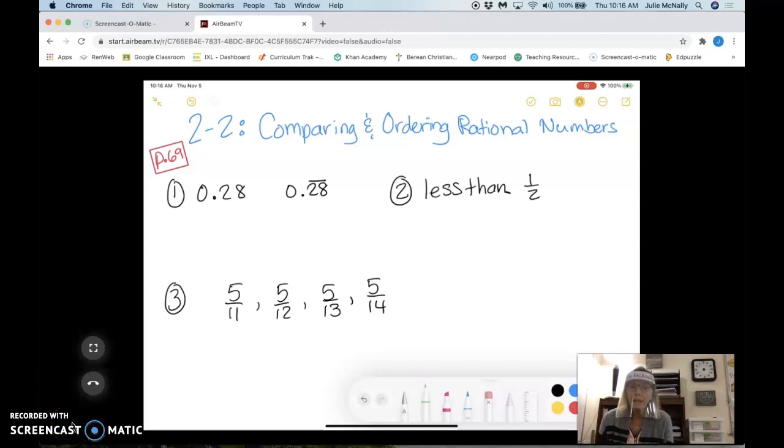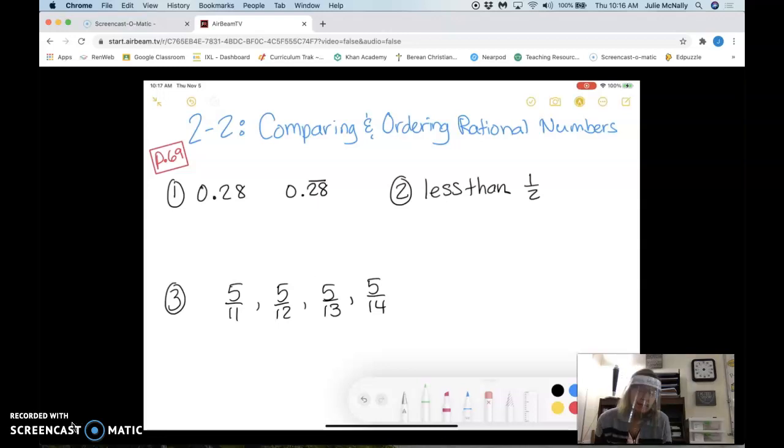Okay, so today we're starting a new lesson, 2-2, comparing and ordering rational numbers. And this is on page 69 in your book, so make sure to have your book open and follow along. Now I've written numbers 1, 2, and 3 down, and we're going to talk about how to answer them correctly.